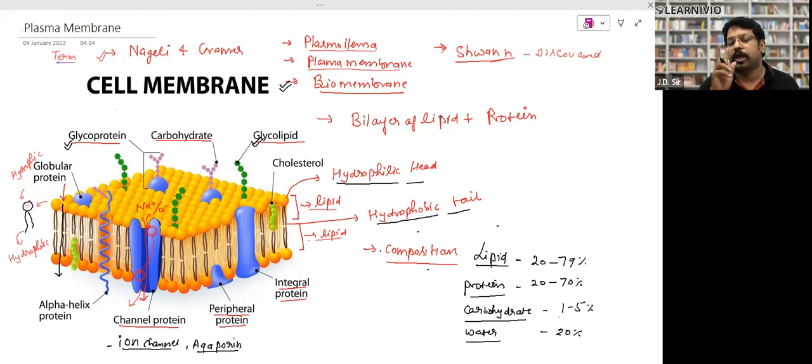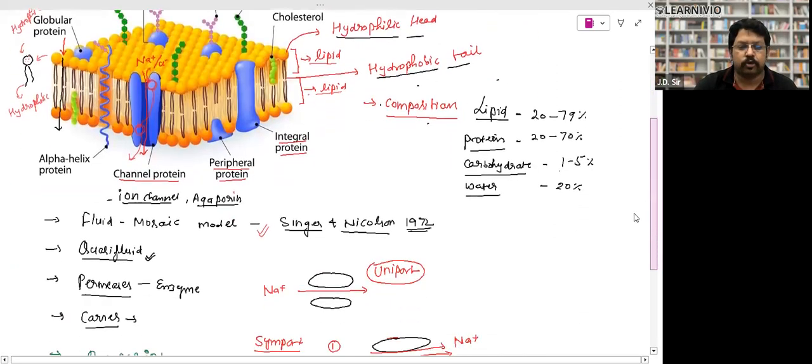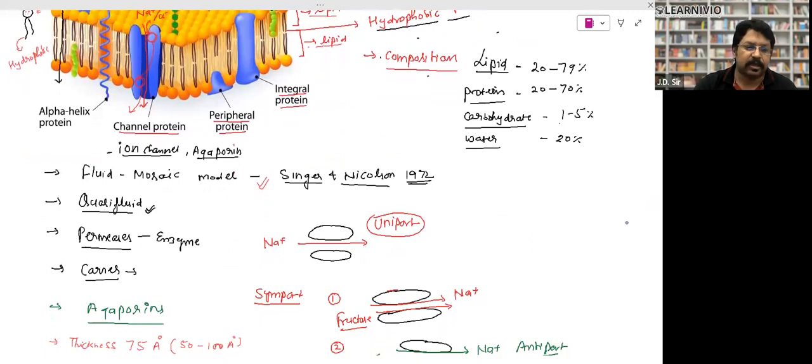Bi-layer of lipid, means two layers of lipid, and protein, right? Look, there are two layers of lipid, and between the lipid, there are some proteins, blue colored structures. They are called proteins. This structure of the plasma membrane was given by two scientists, Singer and Nicholson. They said what is the state of plasma membrane? Plasma membrane is fluid, it's a fluid mosaic model. It is arranged like a fluid and mosaic.